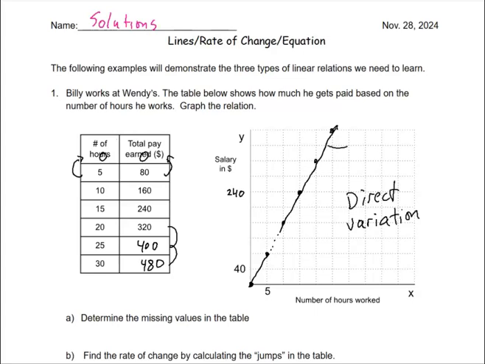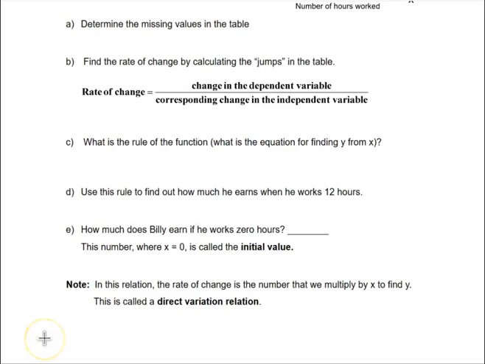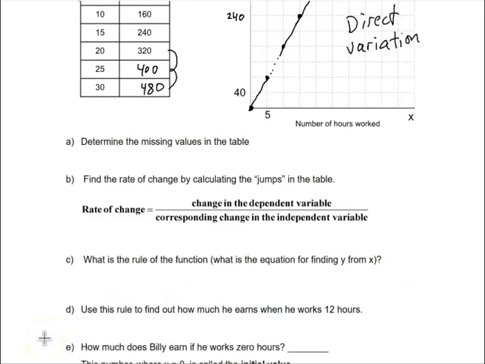This happens to be a positive slope. How do you know it's a positive slope? It's slanting up and we're moving toward the right. When you want to calculate the rate of change, you can just take the jump in the x and the jump in the y, or you can look at the rise over run. Any pair here is going to work.